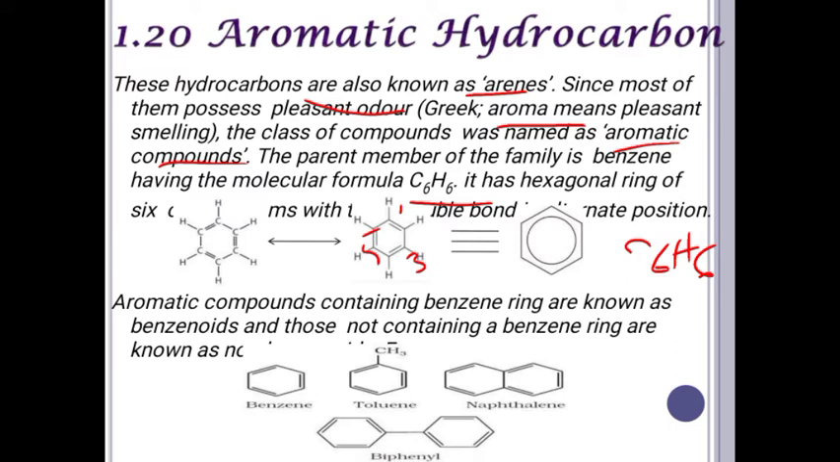Aromatic compounds containing a benzene ring are known as benzenoids. For example, benzene, toluene, naphthalene, etc. And those not containing a benzene ring are known as non-benzenoid hydrocarbons.